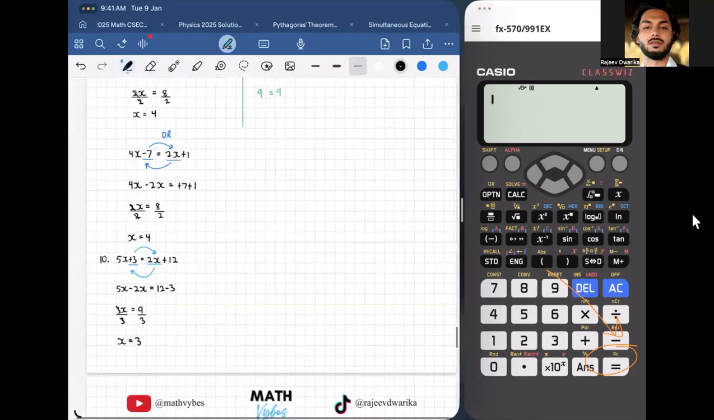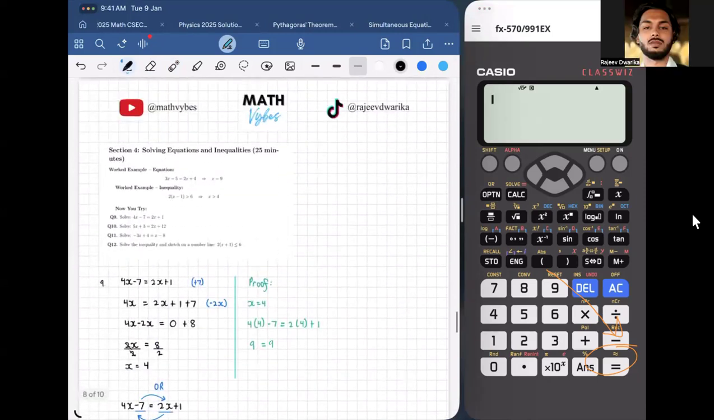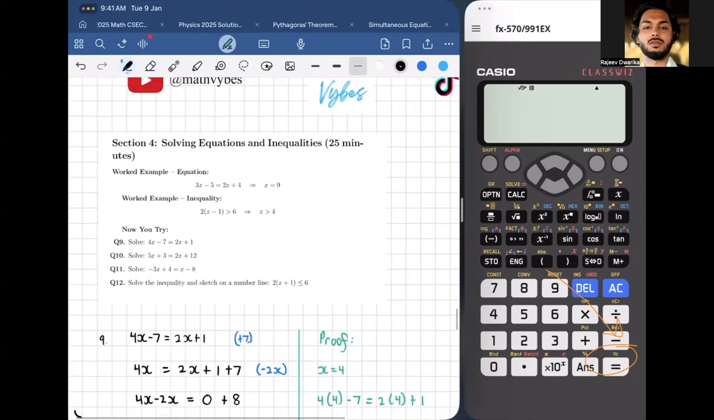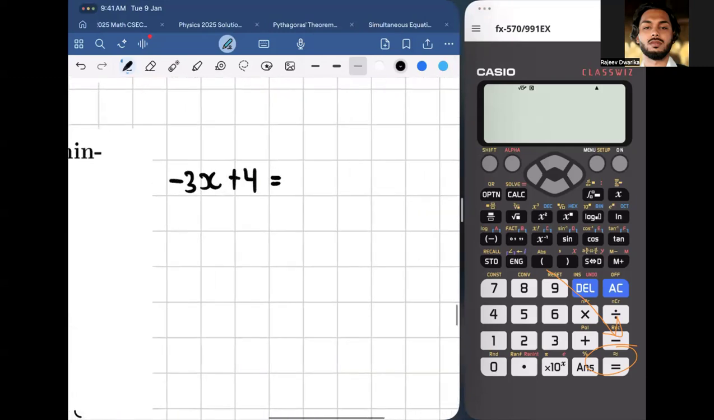Right? So Joshon, is there anything that I didn't explain well? Okay, well, Joshon, let's do question 11. Question 11 says minus 3x plus 4 is equal to x minus 8. All right, so Joshua, remember, we want all the x terms on the left side and all the constants, or numbers, on the right-hand side.